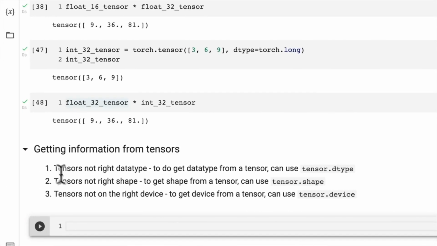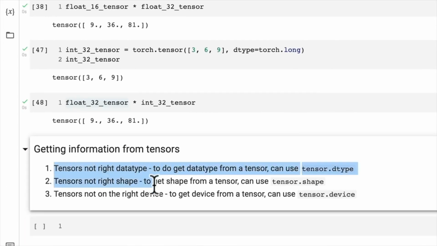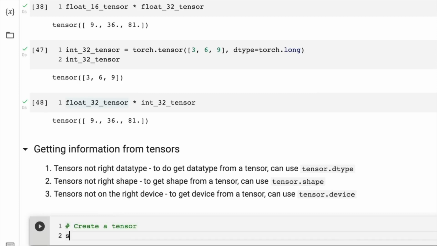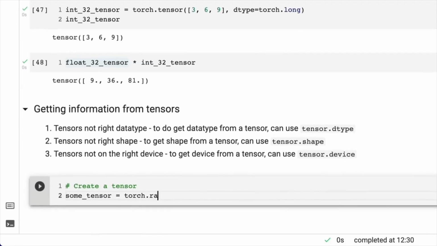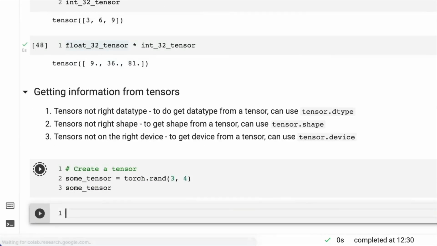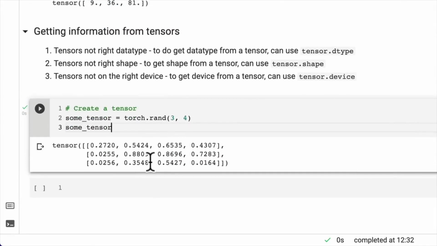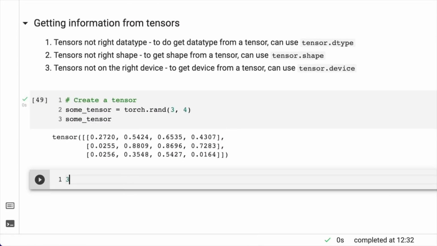So if we run into one of the 3 big problems in deep learning and neural networks in general, especially with PyTorch, tensor's not the right data type, tensor's not the right shape, or tensor's not on the right device, let's create a tensor and try these 3 out. We've got some tensor equals torch.rand, and we'll create it of 3, 4. Let's have a look at what it looks like. There we go. Random numbers of shape 3 and 4. Now let's find out some details about it.